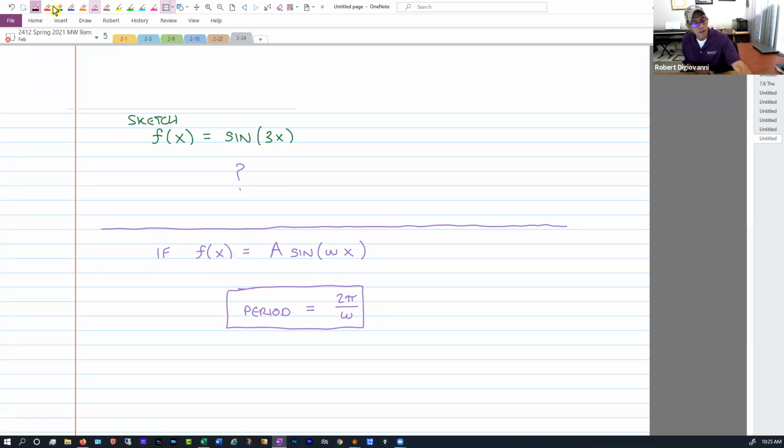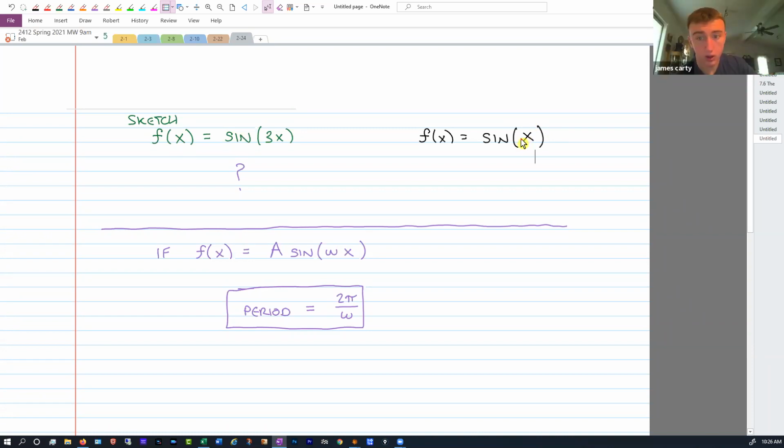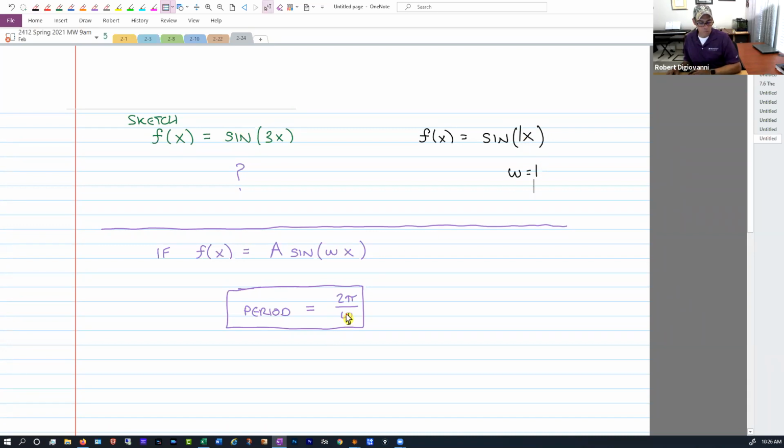Now think about it. If we have the original basic sine function, sine x, what is the number in front of x? We don't write it, but it's a 1. That means omega is 1. If omega is 1, what's the period? 2 pi, right? So it matches up with what we already kind of knew. But now this works for any number in front.